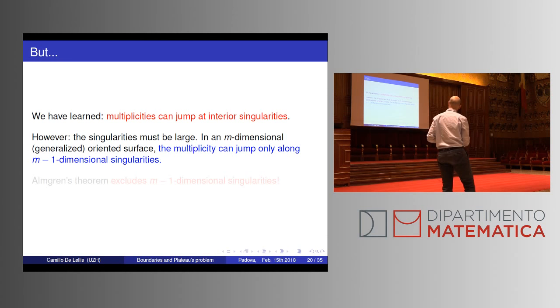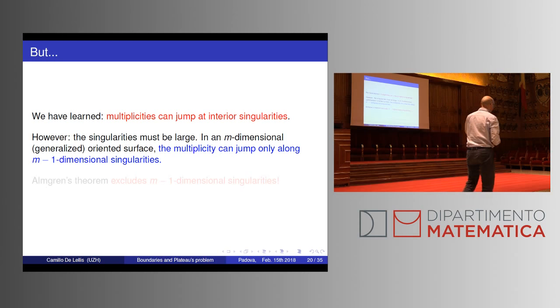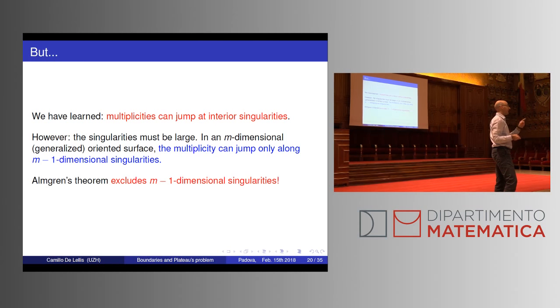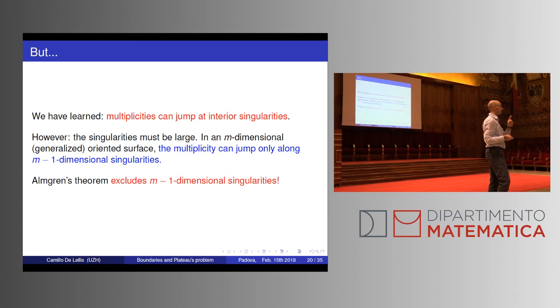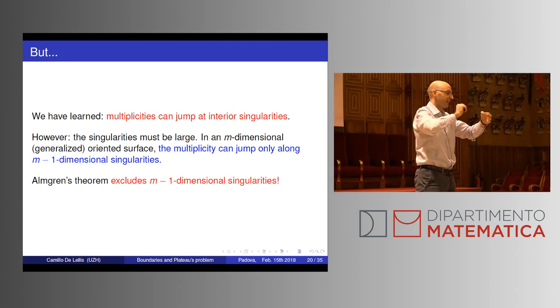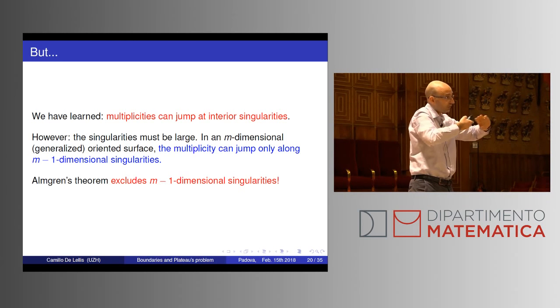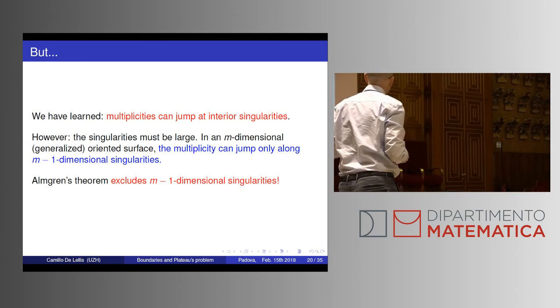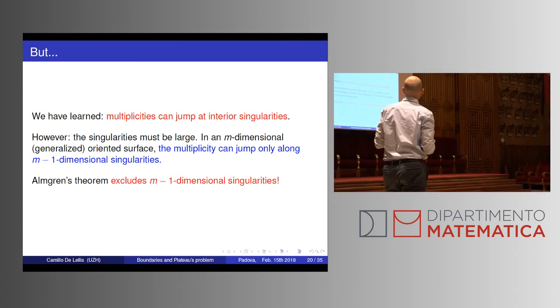But Almgren told you that the singularities in the interior have dimension at most m-2. So there are not enough singularities in the interior to allow the multiplicity to jump. So this point A, that every single regular piece has its own multiplicity and it's kind of separated from the other pieces, is essentially correct. They can join on, for instance, two-dimensional pieces can join on points, but they cannot join on lines, unless the lines are actually boundary lines. So that tells you that the first part of the intuitive proof is correct.